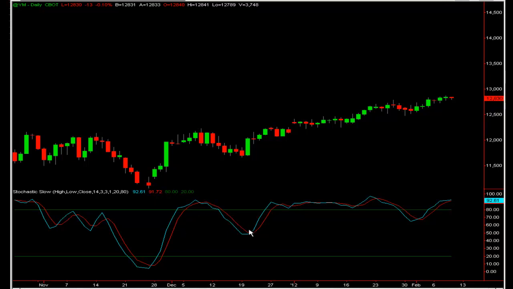It is, once again, the stochastic oscillator, and we use it to frame the structure that we're working with and help us understand where we are within the confines of a particular move.